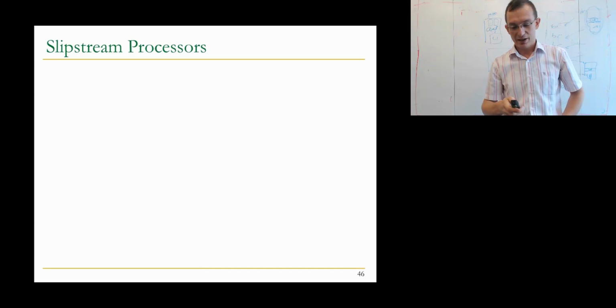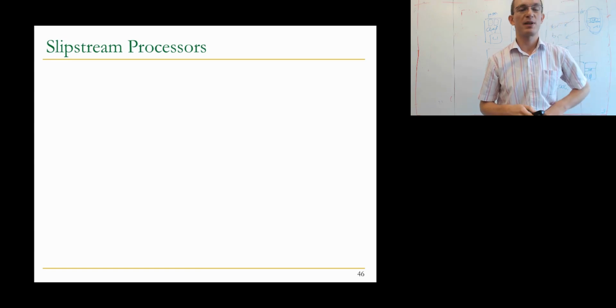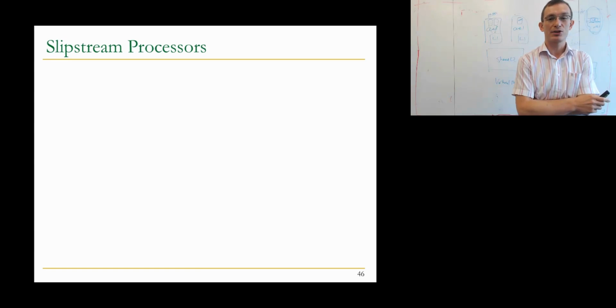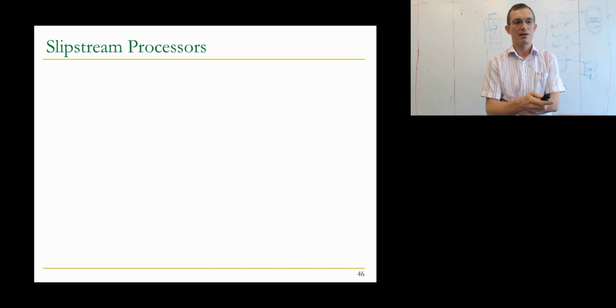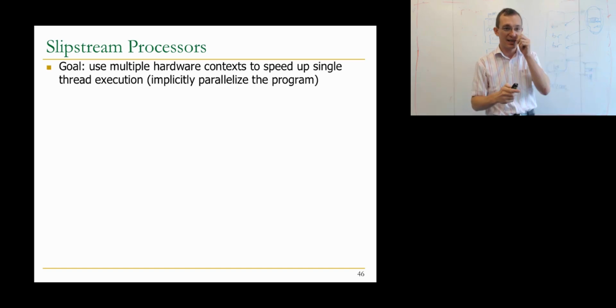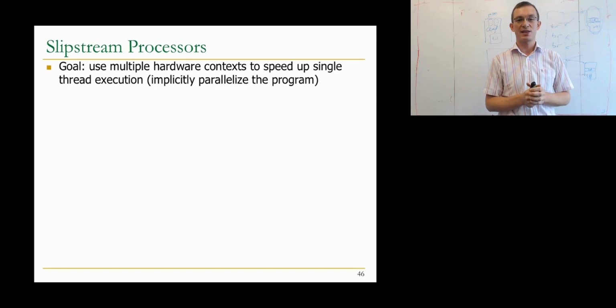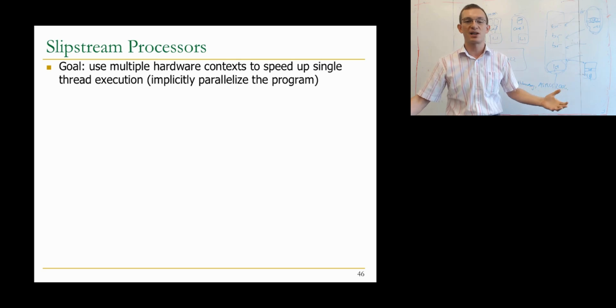Okay, we're back. We're talking about speculation to speed up a single program. I'll cover two techniques that were proposed to do this. One is slipstream processors, an interesting technique. Basically, the goal is similar to many thread-level speculation approaches: to use multiple hardware contexts to speed up single-thread execution. This is also called implicit parallelization, right?